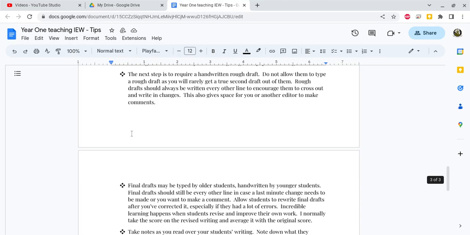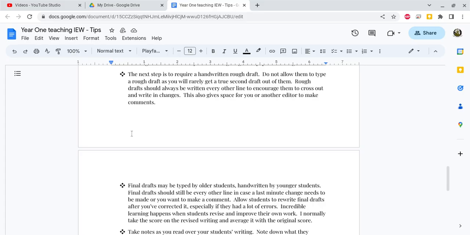Okay, make sure you require a rough draft. I would recommend always requiring the rough draft to be handwritten. This reduces plagiarism, but it also ensures that they're actually going to have a rough draft and a final draft, and that they aren't just writing it one time and turning it in. Make sure it's every other line. That gives you a space for them to cross things out.